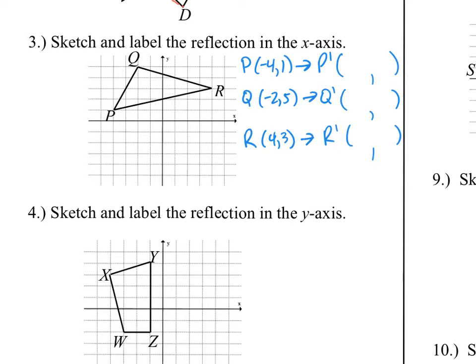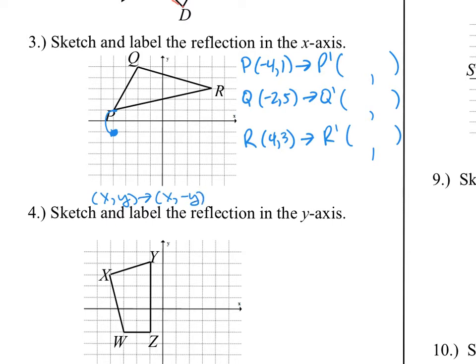So if I'm going to take a point like point P and reflect it in the x-axis, that will happen when we take the opposite y value. This point will have the same x coordinate as P, but it'll have the opposite y coordinate. In other words, that rule is (x, y) becomes (x, -y).